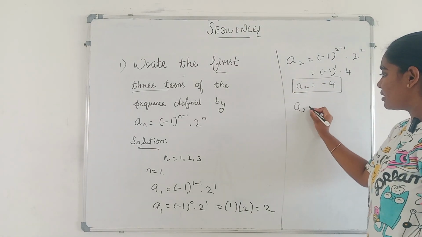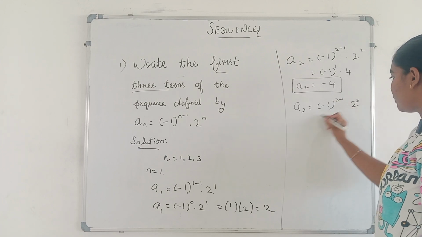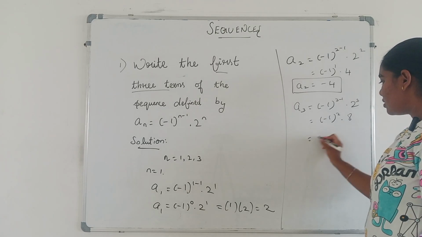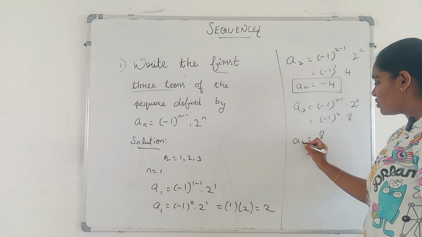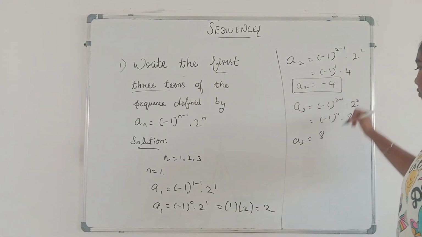Next, a_3 is (-1) to the power of 3 minus 1 into 2 cube. So, (-1) squared is 1, into 8. So, the answer is 8. So, the first three terms of the sequence are 2, -4, 8.